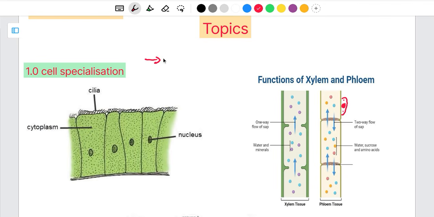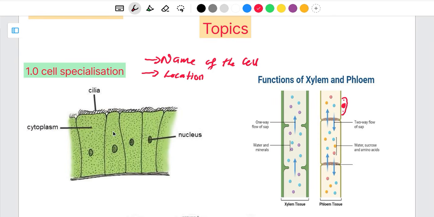Here you need to know the type of the cell. You need to know the name of the cell when it comes to cell specialization. Then apart from the name of the cell, you have to know the location where the specific specialized cell that they are going to bring in an exam is found.